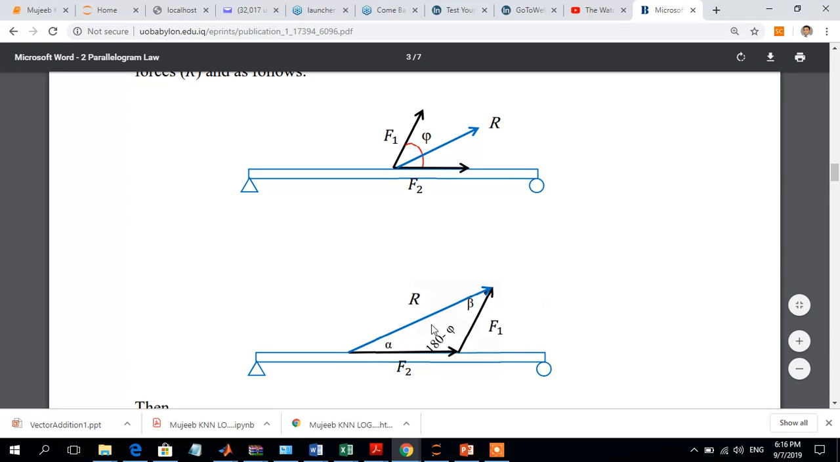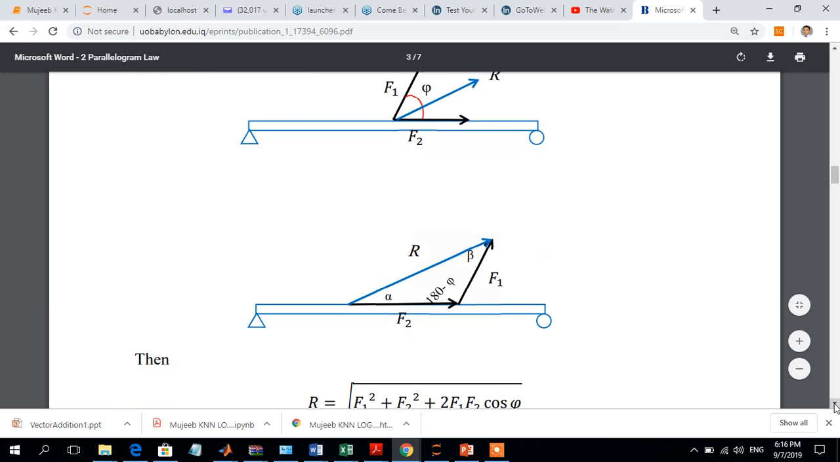So this side is the resultant, which in these cases is normally higher than the other two sides, F1 and F2. So one side is R, the applied force is F2, and another applied force is F1. The resultant is R. Alpha, beta, and 180 minus phi are the different angles.